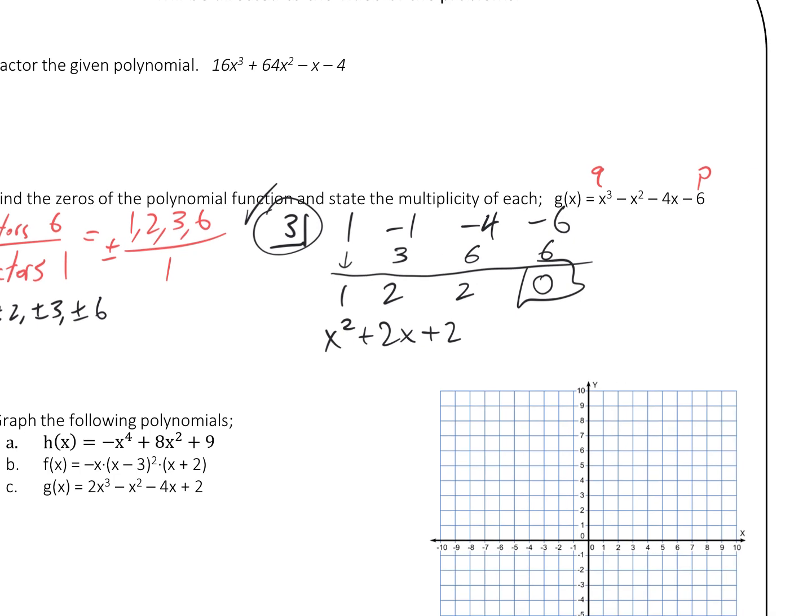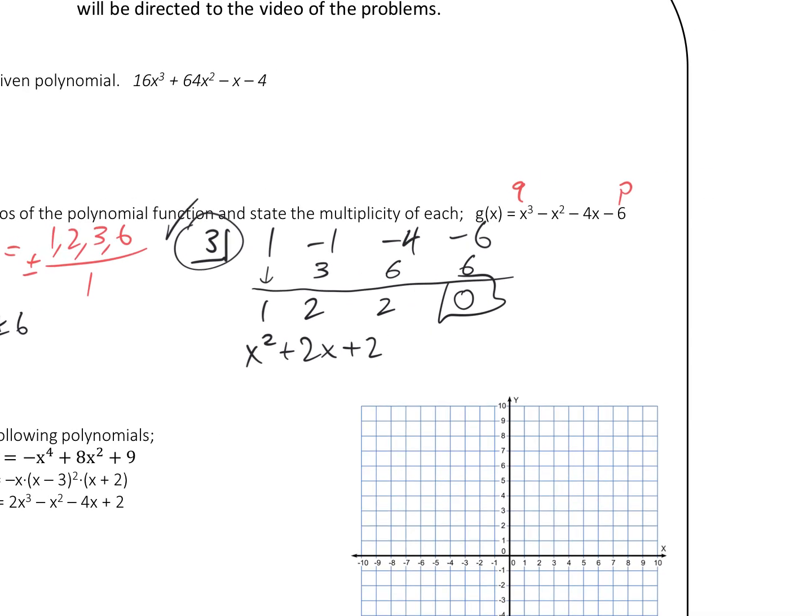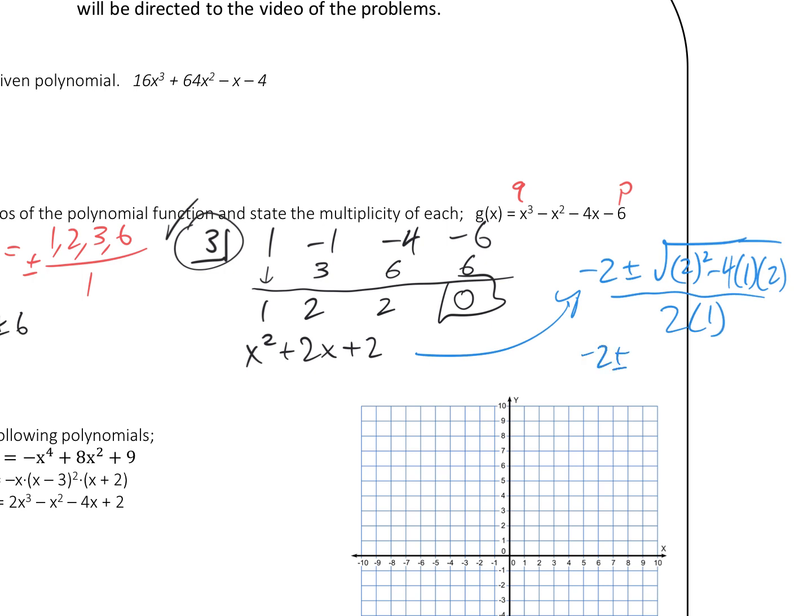Okay, so let's take our quadratic, and I always ask myself first, can I factor this? Because factoring is kind of the best way. But since I can't factor this, let's use quadratic formula. Okay, so using quadratic formula, we get negative 2 plus or minus square root 2 squared minus 4 times 1 times 2 divided by 2 times 1. And if we simplify this, we get negative 2 plus minus root negative 4 over 2.